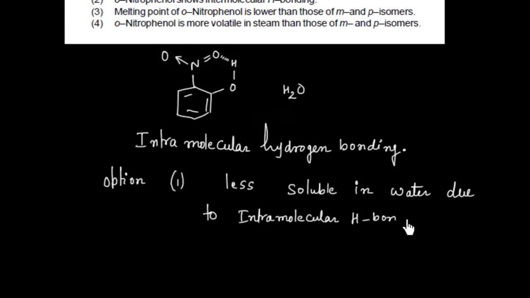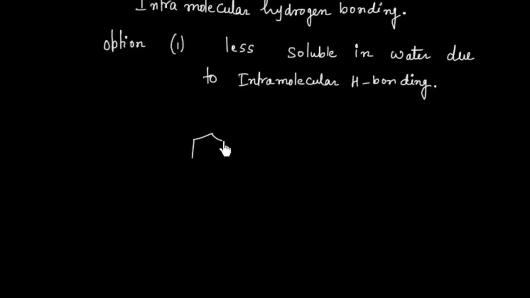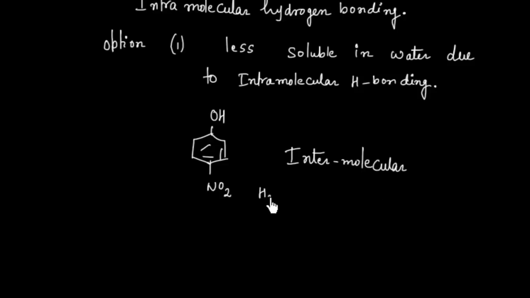This is not the case with para and metanitrophenol because in that case the groups are far away. So if you have para and metanitrophenol, intramolecular hydrogen bonding is not possible. Basically in these cases intermolecular hydrogen bonding occurs. So it can form bonding with H2O and this is more soluble.